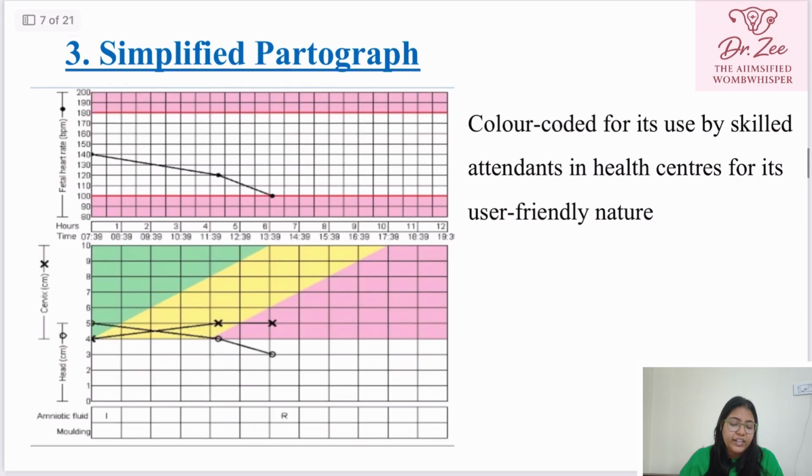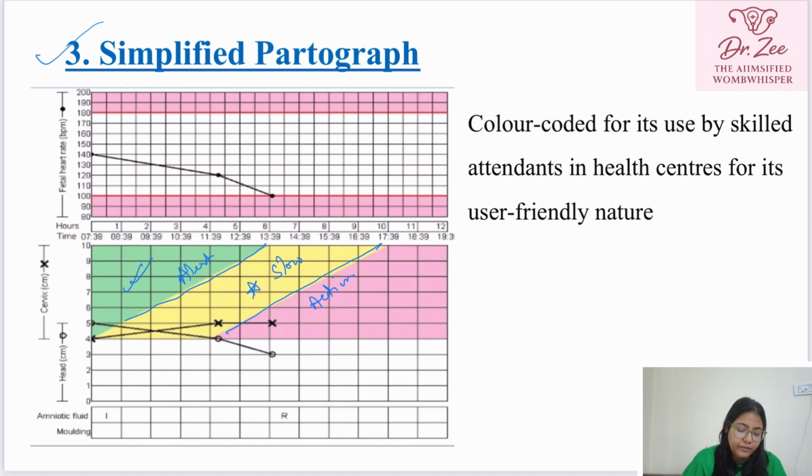Then there was the simplified partograph. It is the same as the modified WHO partograph except for the color coding. You can see this is the alert line and this is the action line, and then the zone has been divided into three. Zone green is where the labor is progressing normally. Zone yellow is when the labor is slow and we need to take some conservative measures. We have to make some corrections so that the labor can go back to normal progress.